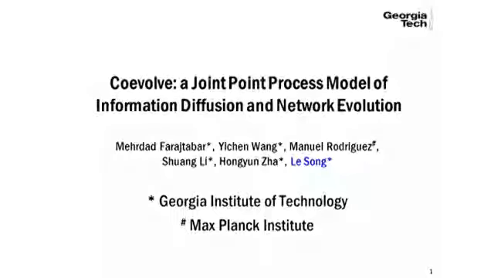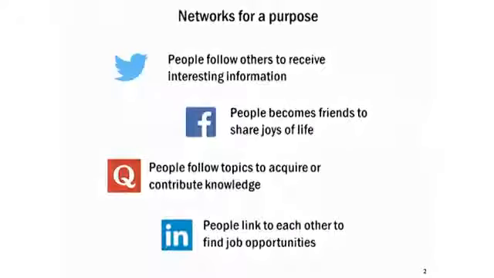When we look at an online social network, essentially it's an information network. People go online for some purpose. Either they go to Twitter to find useful information, or they try to connect with friends to share some joys of life, or they go to Quora or something else to acquire knowledge, or in LinkedIn you try to find job opportunities. So essentially, there are two processes going on in this social network.